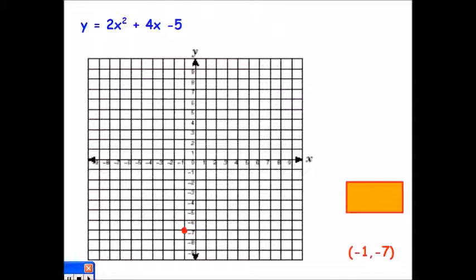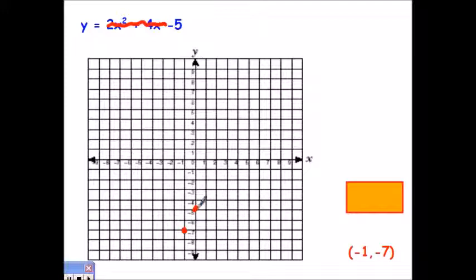Next, all I have to do is find a couple of more points. And one of the easiest points to find is the y-intercept, where this parabola is going to cross the y-axis. Well, remember, if it's going to be on the y-axis, then the x-coordinate must be 0. Any point on the y-axis, the x-coordinate is 0. So let's look at the equation. Let's let x be 0. Basically, that's going to make this disappear, and we're going to see that y equals negative 5. So the y-intercept is 0, negative 5, right here.